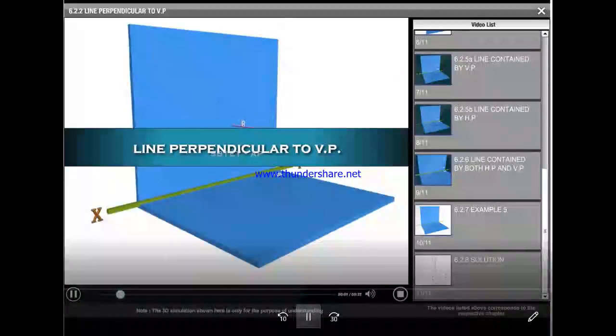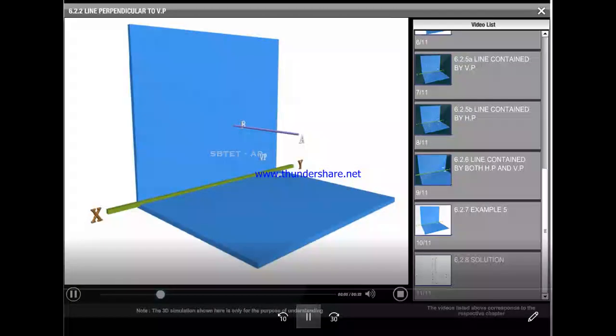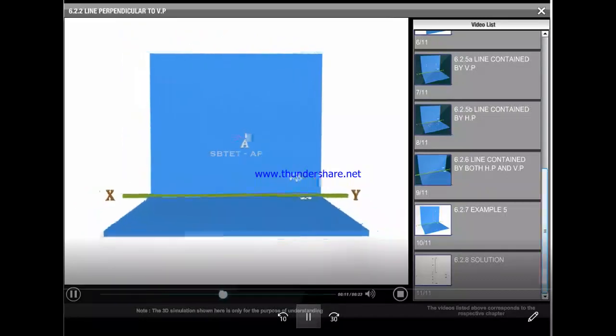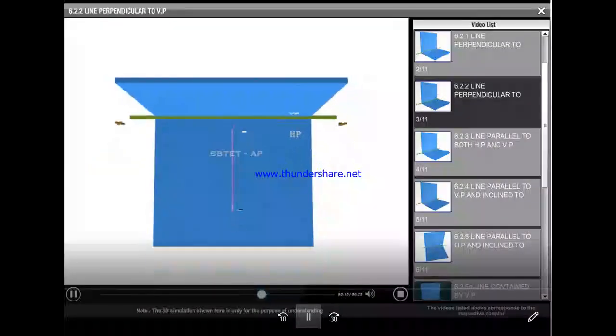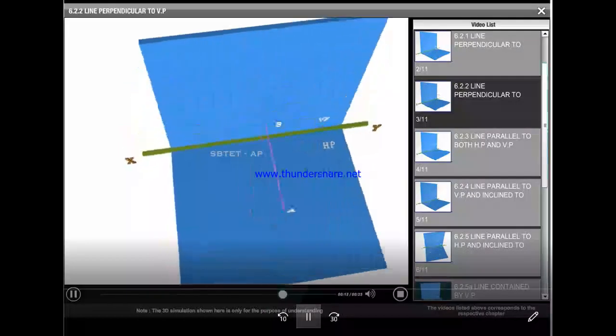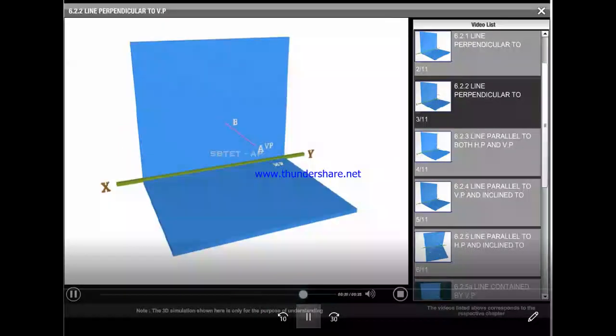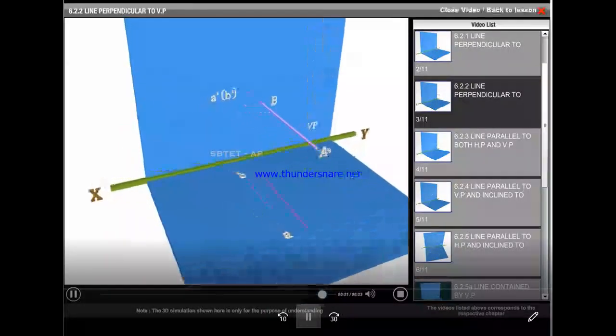Line perpendicular to VP. In this, we will see how the projections of a line will look when it is perpendicular to VP. The front view is a point and the top view is a line showing the true length of the straight line. When a line is parallel to HP, its top view will show the true length.